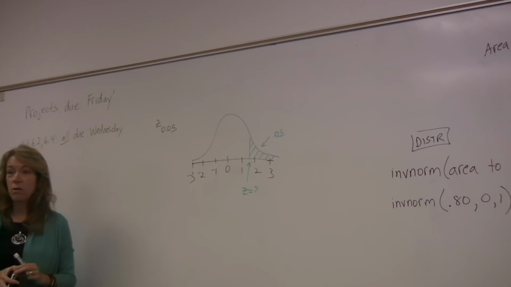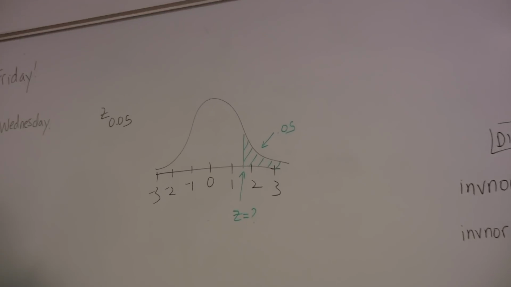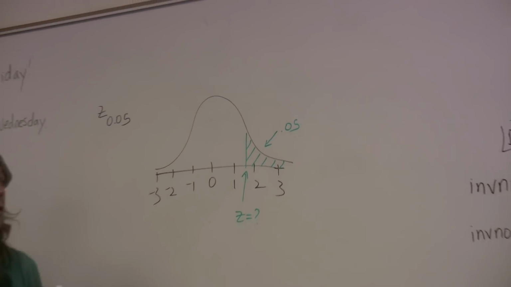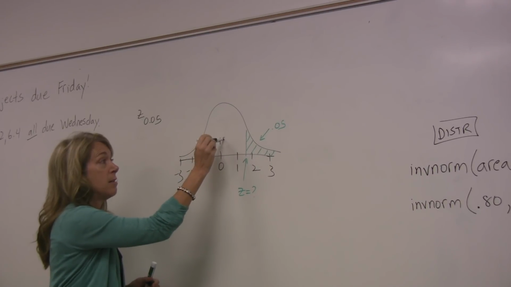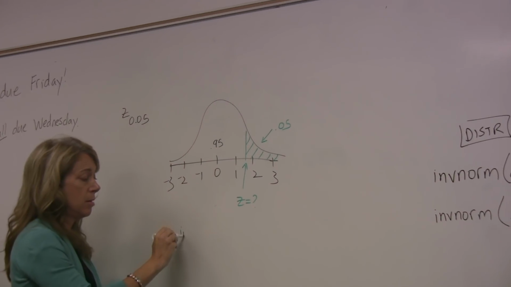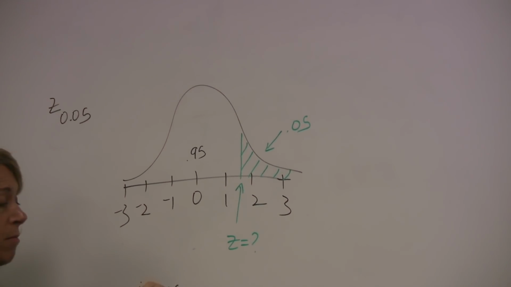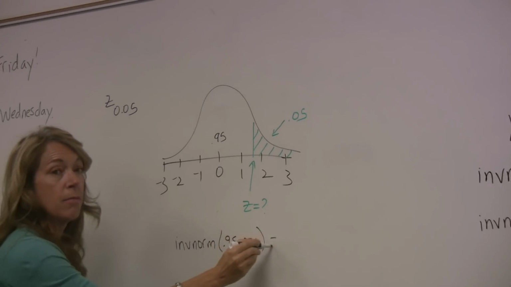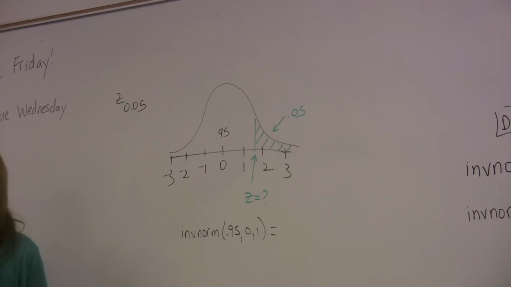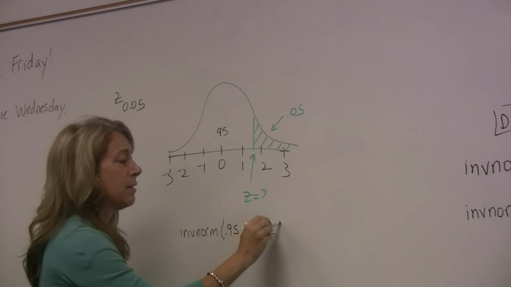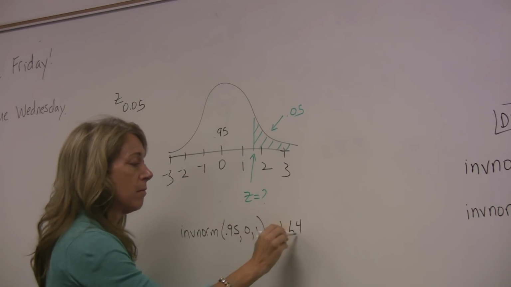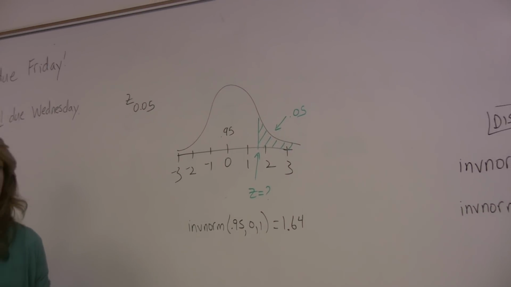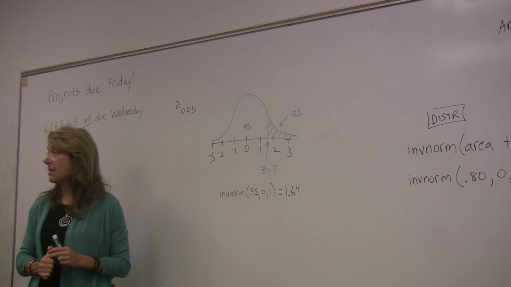So what do I need to know to use my calculator? I need to know everything to the left, which someone over there just said, 0.95. 0.95 on this side. Hopefully you did inverse norm: 0.95, 0, and 1. Yep. What'd you get? 1.64. Agreed? My picture was pretty good that time.